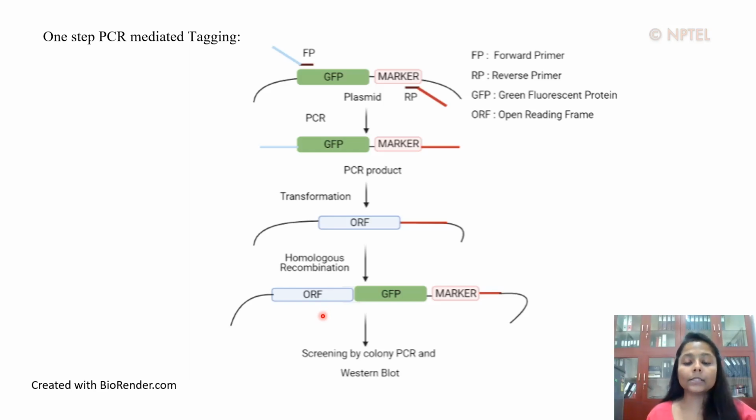In colony PCR, we design a set of oligos, one specific to the yeast genome and the other specific to the cassette. And during Western blot analysis, we can use antibodies against these tags.